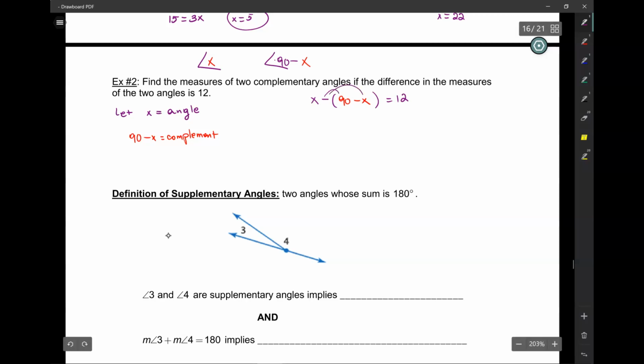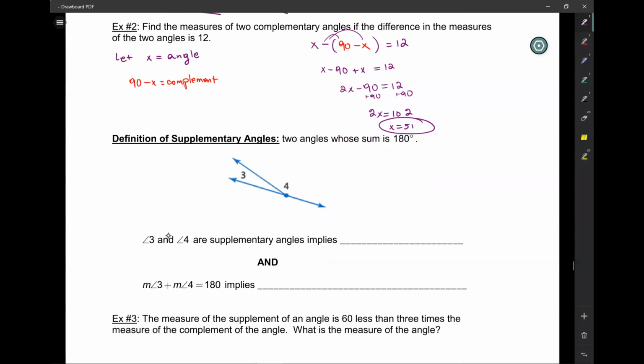So now you do the problem. You distribute the negative. x minus 90 plus x is 12. 2x minus 90 is 12. Add 90 to both sides. 2x is 102. So x is 51.